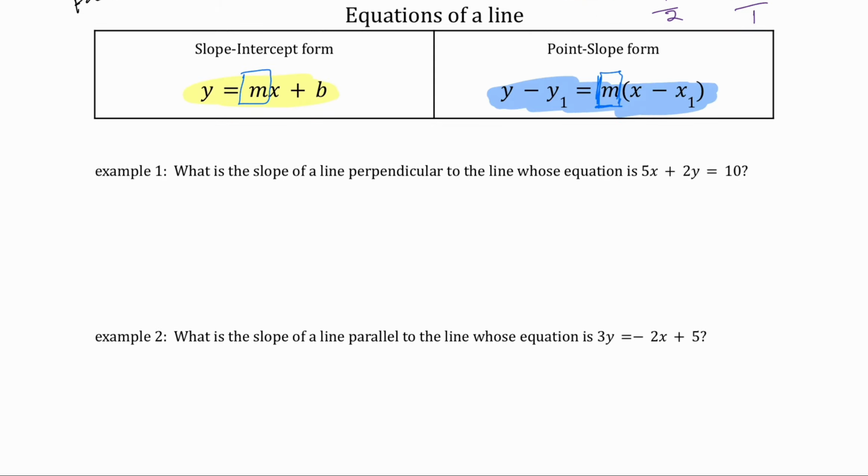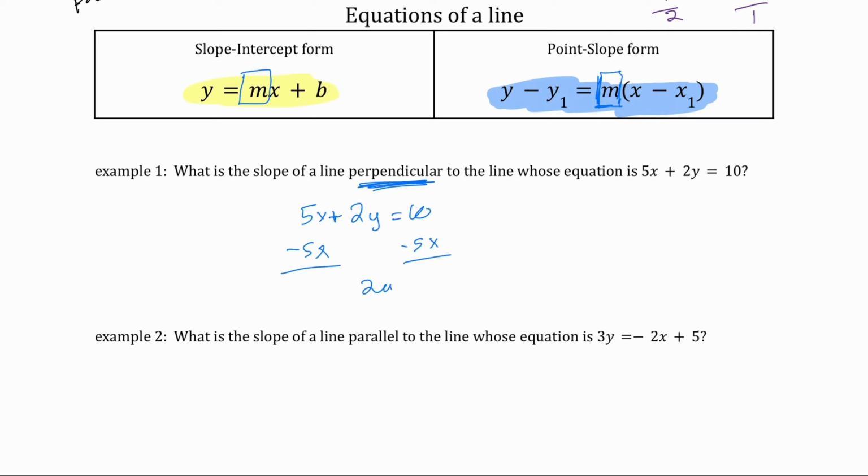So a couple examples for us to take a look at. First one says, what is the slope of a line perpendicular to the line whose equation is 5x plus 2y equals 10? Now, in the form that we have, it's not very recognizable for us to figure out what the slope is. So what we want to do first here is get this into a y equals mx plus b form. So I'm going to take my 5x plus 2y equals 10, and I'm going to solve for y. First thing I'll do is move the x over to the other side.